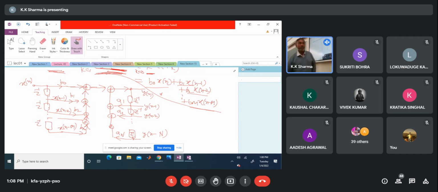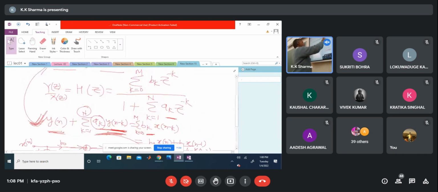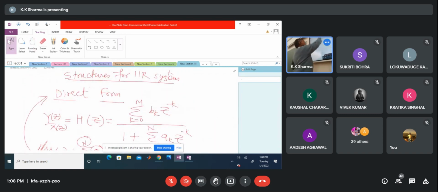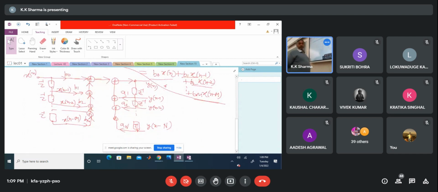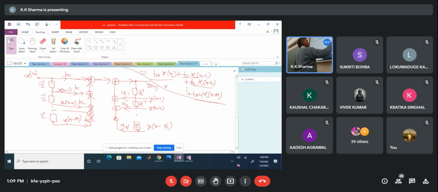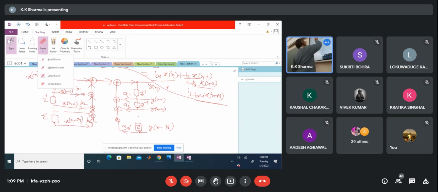So this is the direct form, and sometimes we call it direct form 1, because we can obtain a variation of this. Direct form 1. This form. Is it clear to one and all? Is it clear? Yes, sir.